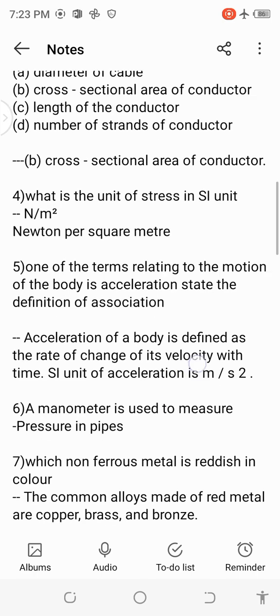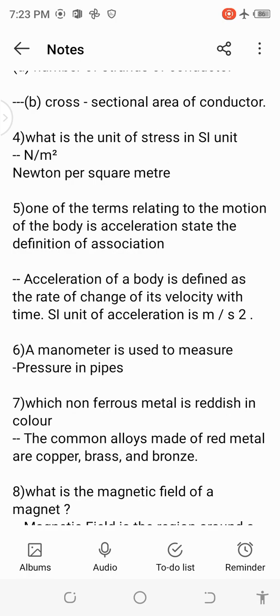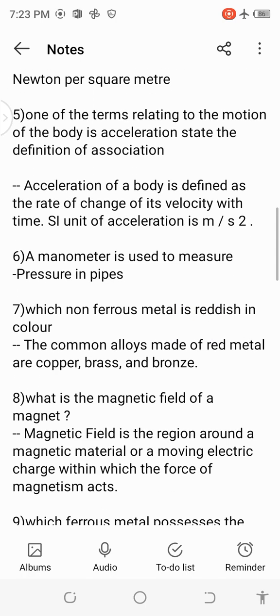6. A manometer is used to measure pressure in pipes. 7. Which non-ferrous metal is reddish in color? The common alloys made of red metal are copper, brass, and bronze.